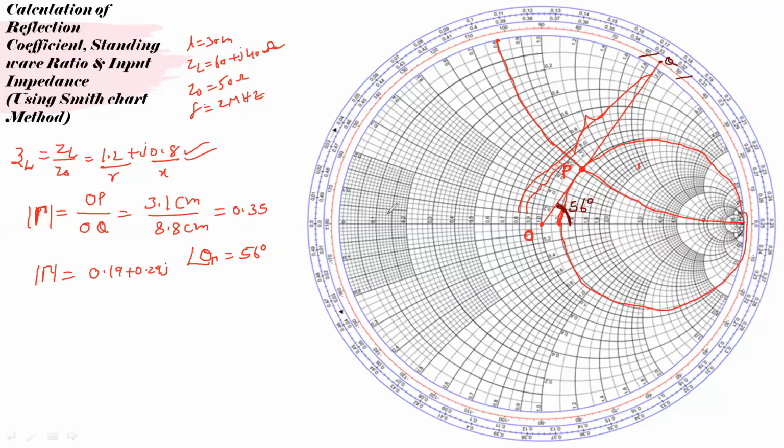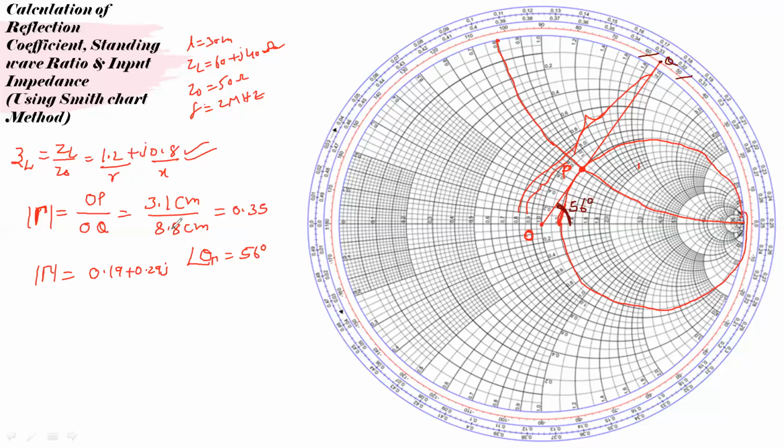So it's a very simple method. We are not at all substituting the load, I mean (ZL minus Z0) by (ZL plus Z0) as in the normal manual method. You don't have to do subtraction or addition here. It is a very simple method, just to point the value of X and R by dividing the normalized impedance. Yes, you will get the value of gamma easily.